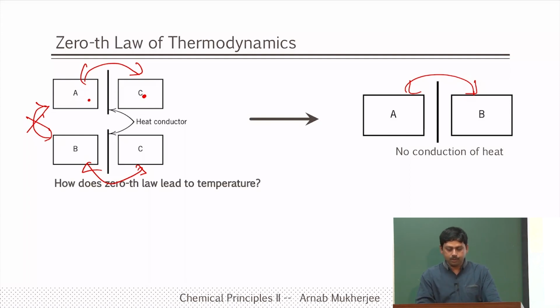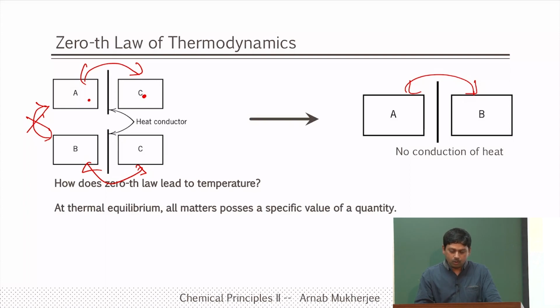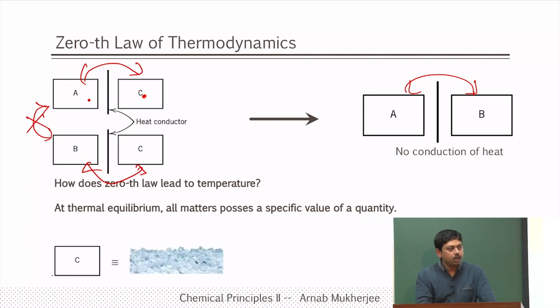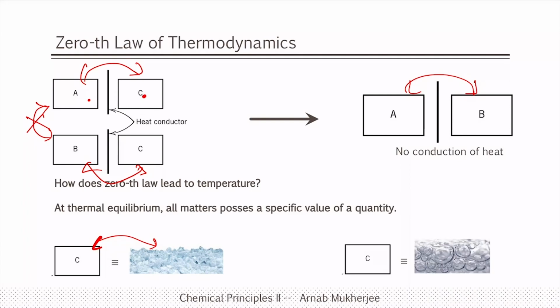So how does the zeroth law lead to temperature? At thermal equilibrium, all matter possesses a specific value of a particular quantity when two things are close together. For example, let us say that C is a block of ice. Then when A is in contact with ice, A will have the same quantity, which is temperature, as ice. If C is boiling water, then when A is in contact with C, it will have the same temperature as that of boiling water.